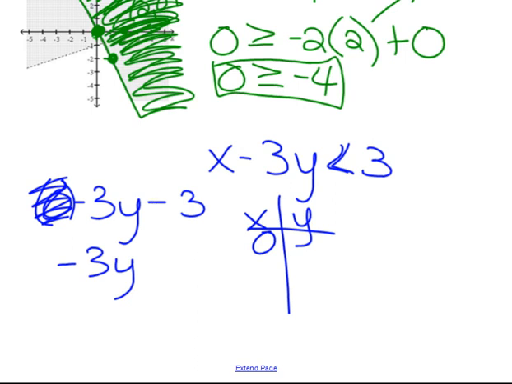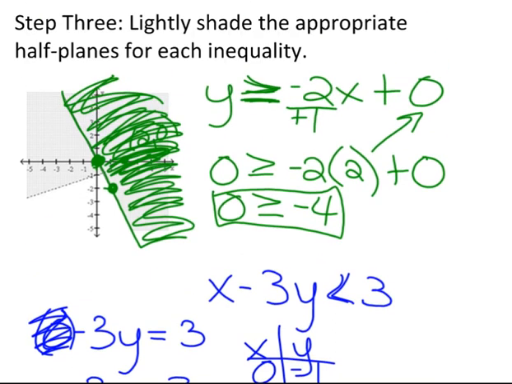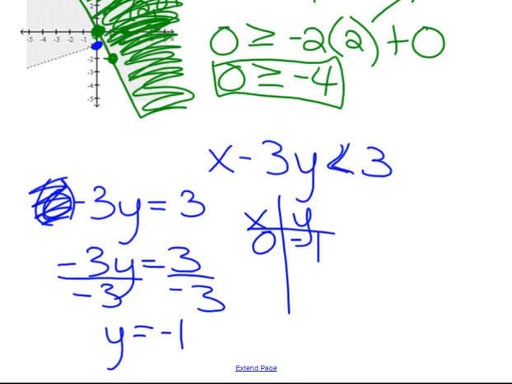That should be equal to, when we're finding points, we should be equal. Equals 3. And I have -3 times y, opposite of times is divide. And so I get y is equal to -1. All right, so that's one of my points, 0, -1, which is right here. And in order to graph, you actually need 2 points.